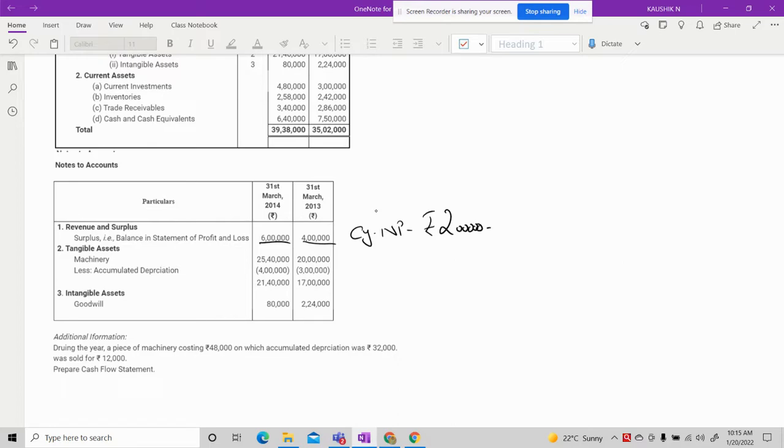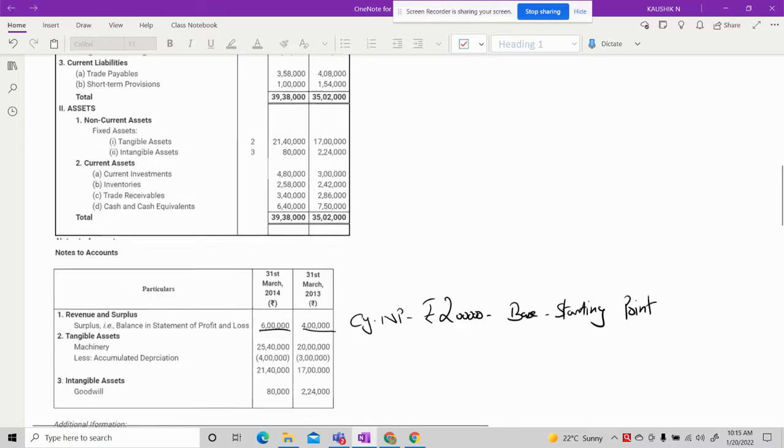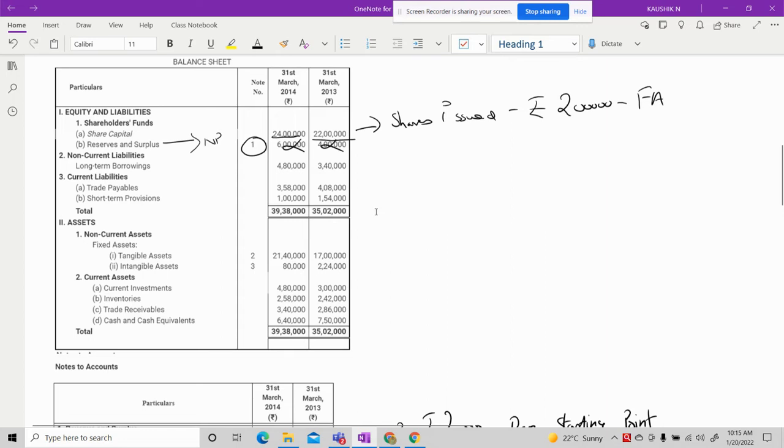And where is this to be taken? This will be your base, that means the starting point. Am I making it clear to you? If you couldn't understand, please revert back.